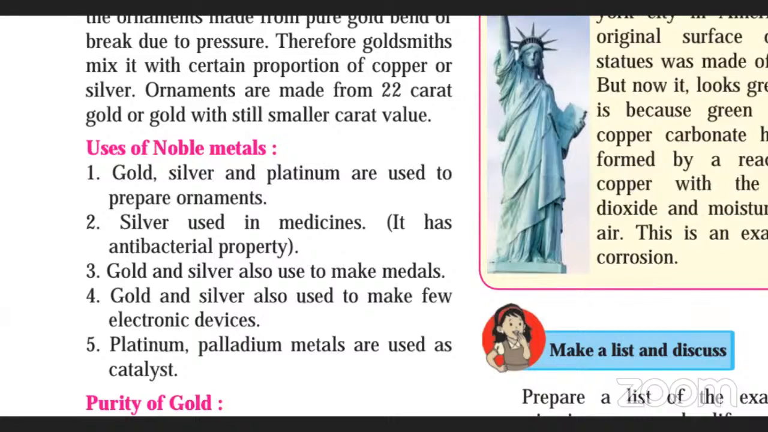Then platinum and palladium metals are used as catalysts. Catalysts are used in chemical reactions to speed them up. What is the work of the catalyst? A catalyst is a chemical substance or any species which helps to increase the speed of the reaction. So these metals are used as catalysts.